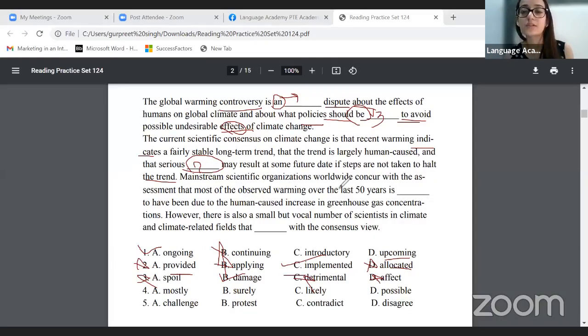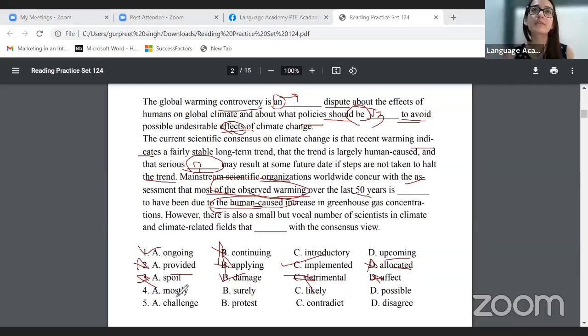Mainstream scientific organizations worldwide concur with the assessment that most of the observed warming over the last 50 years is dashed to have been due to human-caused increase in greenhouse gas concentrations. So here, if we shorten the sentence: organizations have assessed that most of the warming over the 50 years is to have been due to human caused increase. So this is the topic, increase in global warming, and this is the reason. So we have to connect the topic with the reason. So how can we connect? Is mostly due to human.